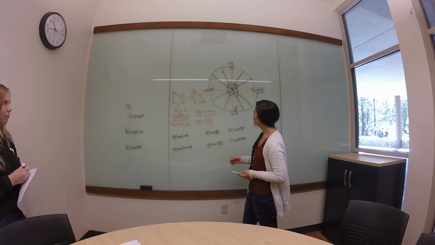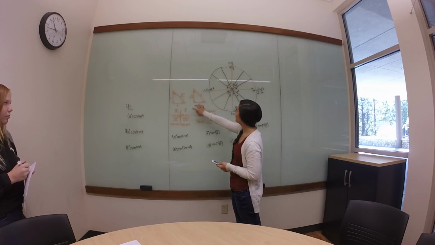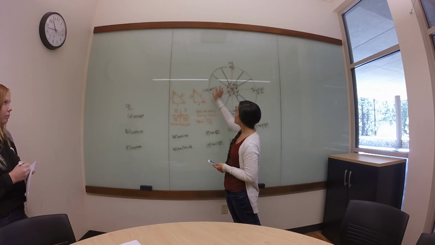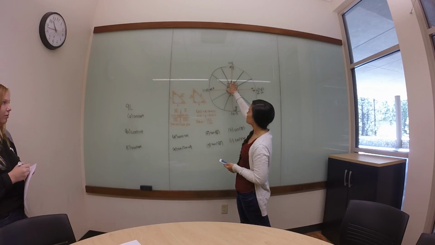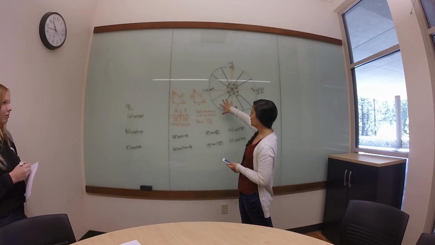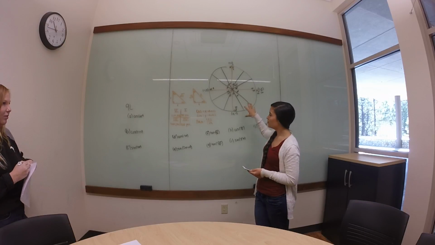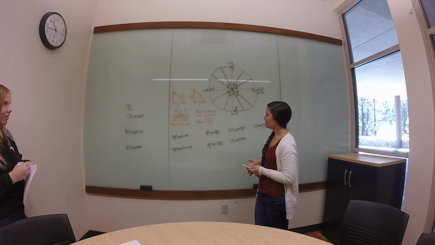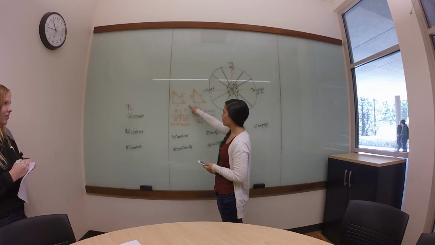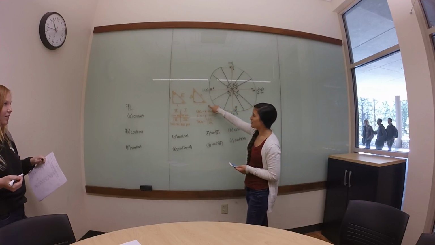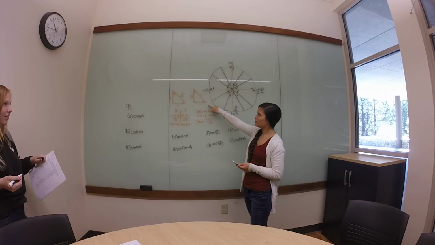This quadrant is the first quadrant, where everything is positive. This is the second quadrant, where the sine is positive. This is the third, where the tangent is positive. And this is the fourth, where the cosine is positive.